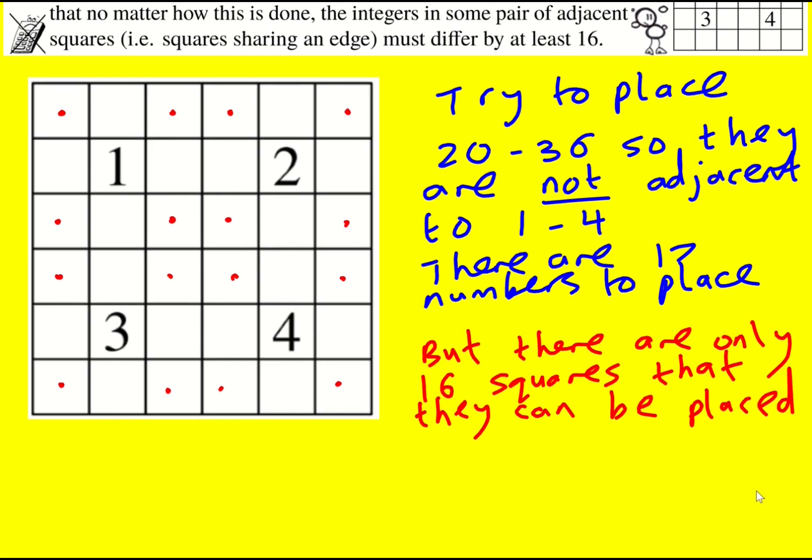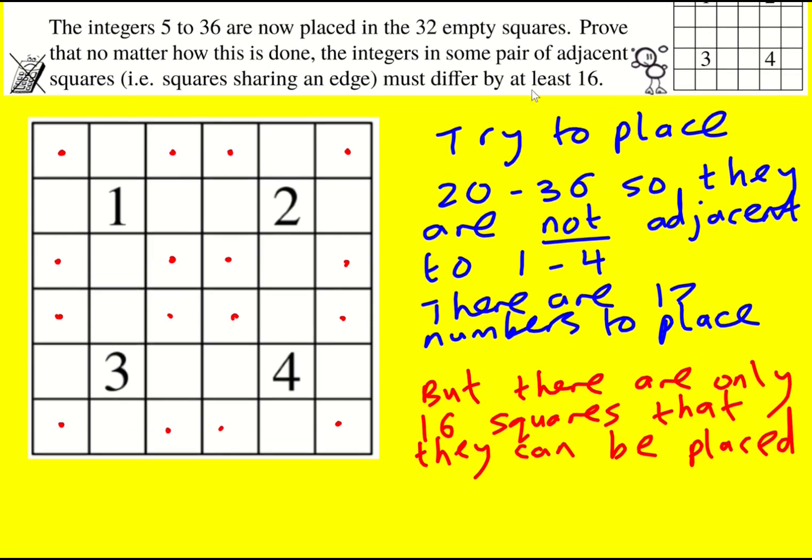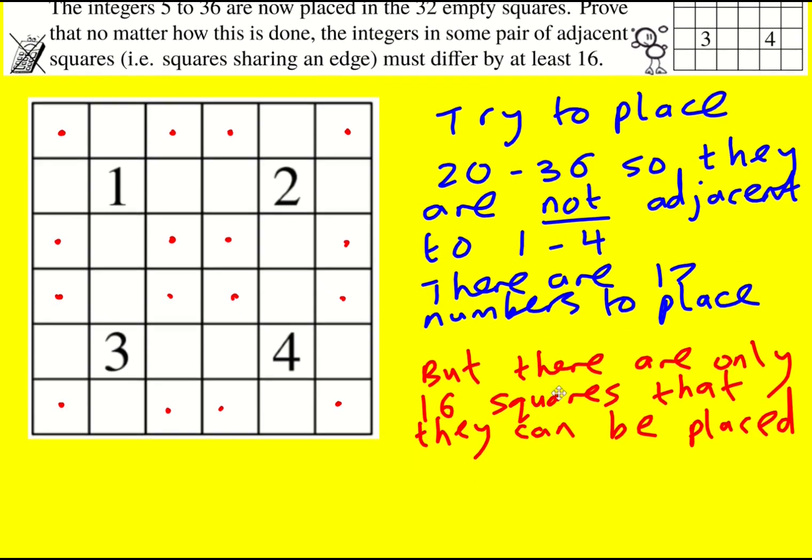So one of them is going to have to go in one of these squares that is adjacent to 1, 2, 3, or 4. And at that point, you're necessarily going to get a difference between those two of at least 16. So 16 squares that can be placed. And therefore, it's not possible.